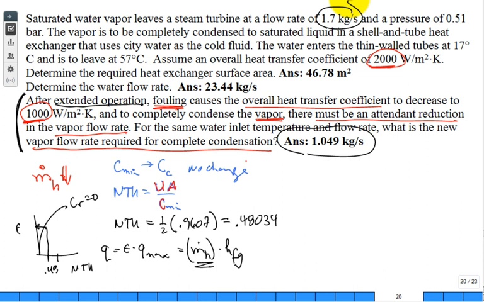You don't need to use the plot. You can use the equations and do the same thing. But you'll look for the equation where you're given the NTU and you need the effectiveness for 1 shell pass.